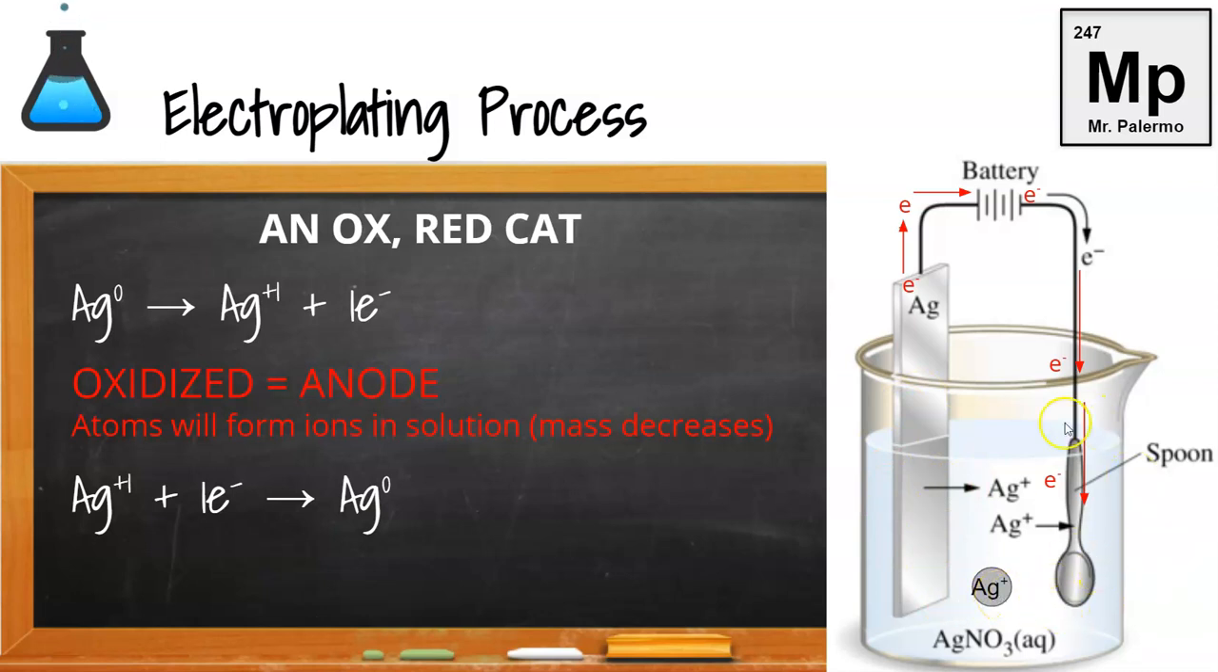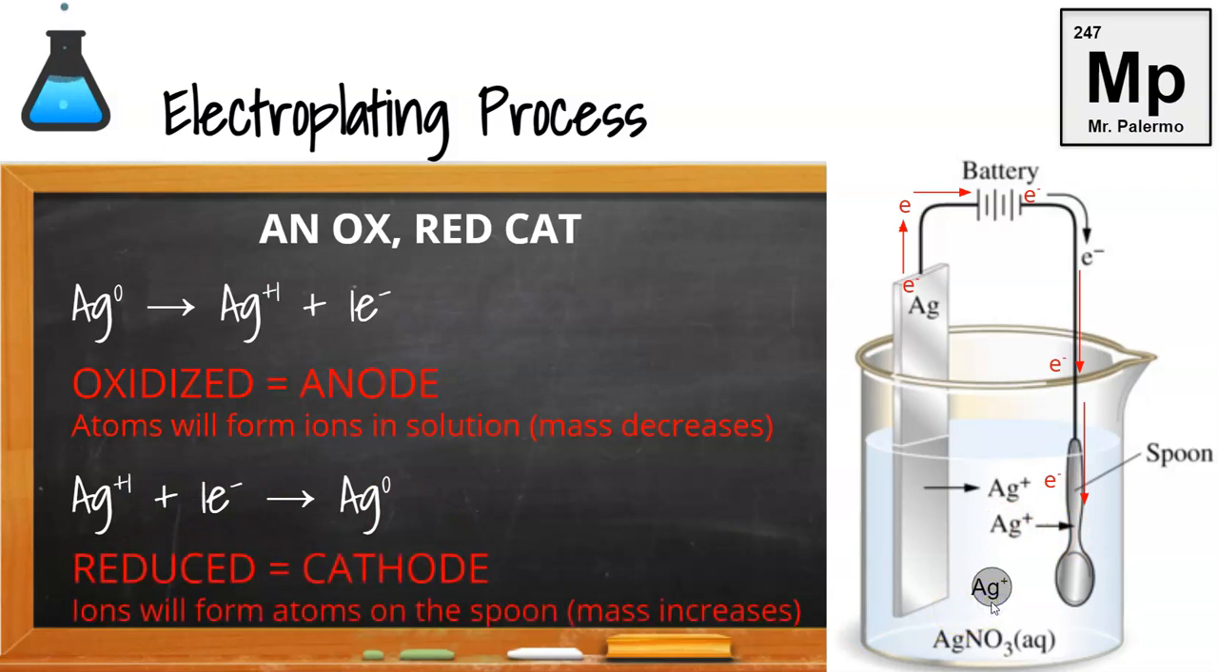At the spoon end, these negative electrons are going to attract the positive ions from solution, and they're going to reduce and form, as you see here, solid silver, our Ag0, on our spoon. And that's how we plate the spoon with, in this case, silver metal. And since we're plating it with more atoms, the overall mass of the spoon is going to increase.